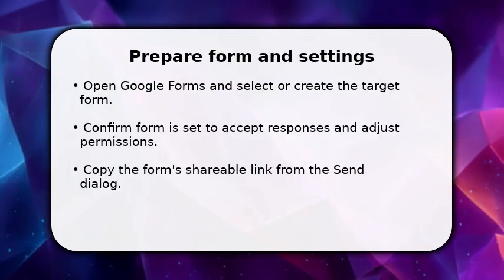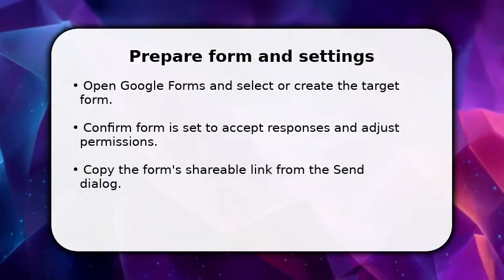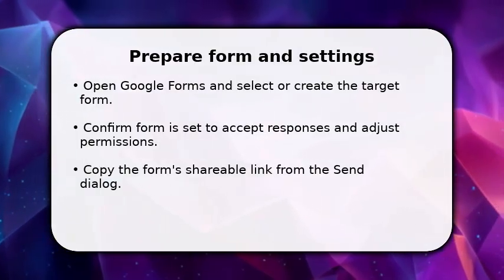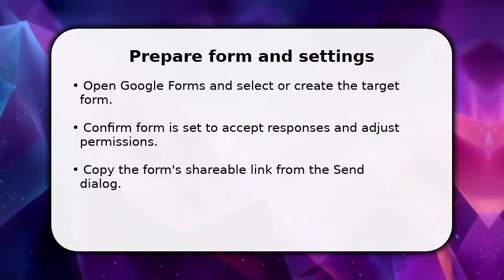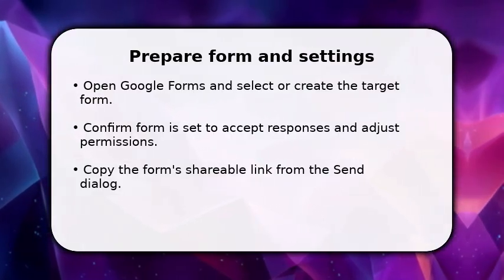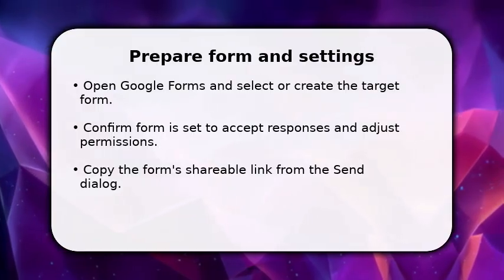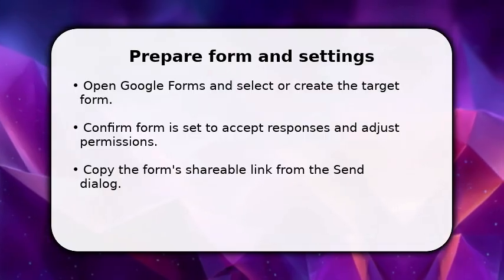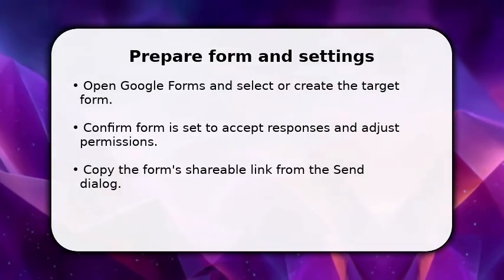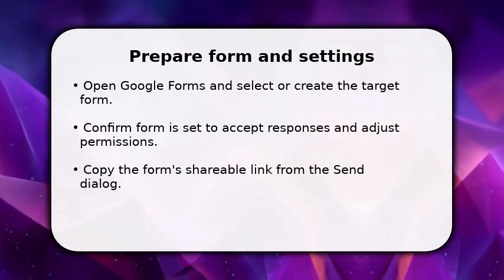You already have your Google form open. Now take the first actionable steps. Click Send, choose the link icon, then shorten the URL if you prefer a cleaner code. Make sure sharing is set so respondents can access the form without signing in. Otherwise, respondents may be blocked. Once done, copy the exact link to your clipboard.